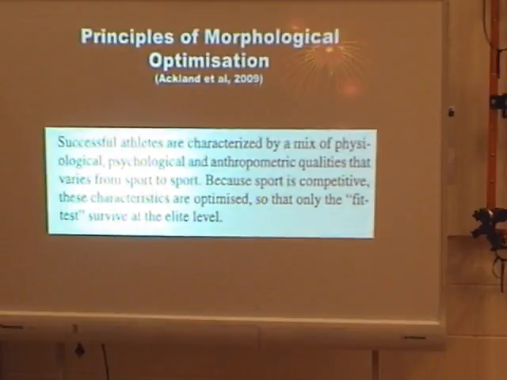So the principles of this morphological optimization are that successful athletes are characterized by a mix of physiological, psychological, and anthropometric qualities. Breaking that up, physiological are like heart rate, and psychological are your ability to withstand the different mental pressures, staying focused, and anthropometric are just your general height and mass qualities.